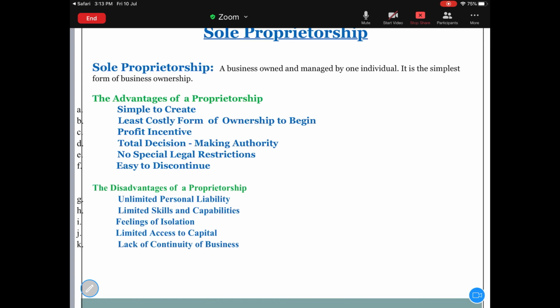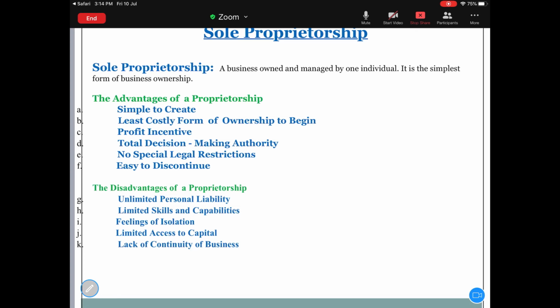That means that obviously, when just one individual is running a show, he or she has some restriction, some limitation on these skills. Similarly, the capabilities are also less. You start feeling isolated. So, feelings of isolation is also there. Then limited access to capital.